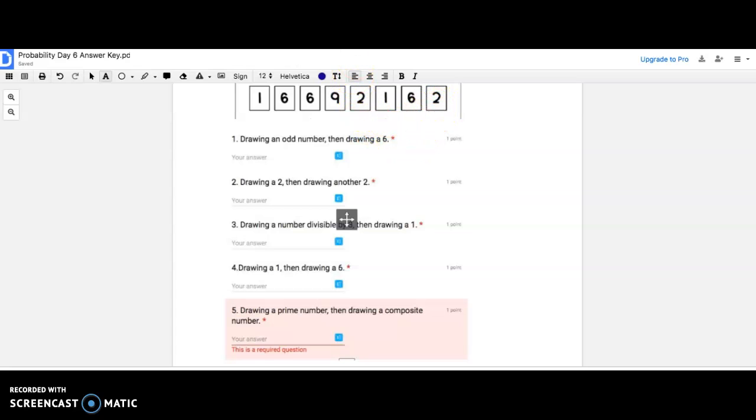Just a little FYI for you. If you Google composite and prime numbers, you can get a full list of what those are. I'm sure some of you did that. So let's take a look at this.